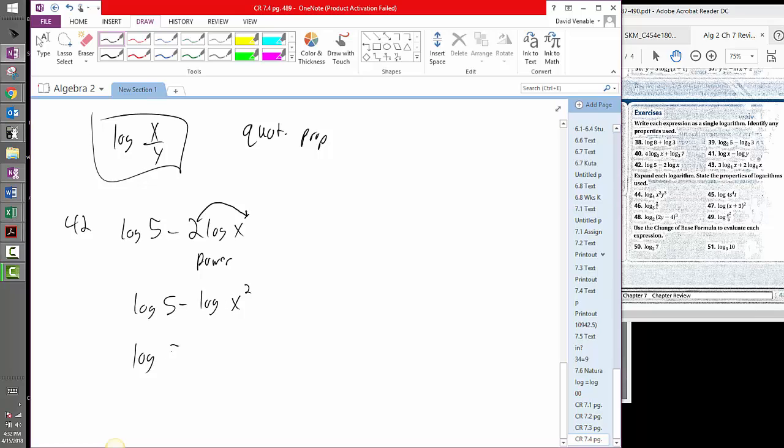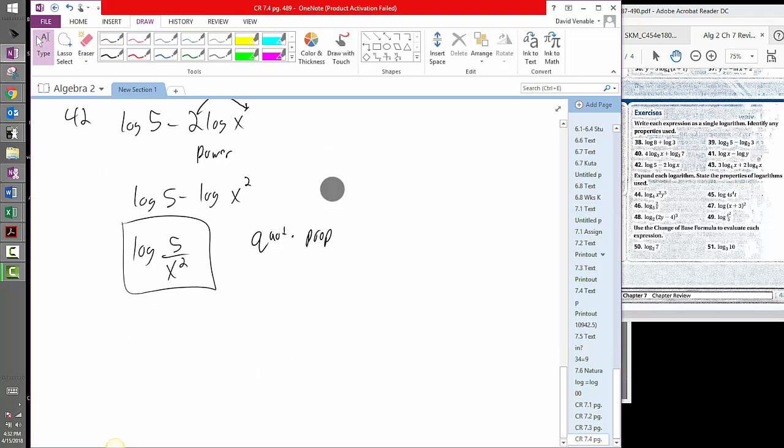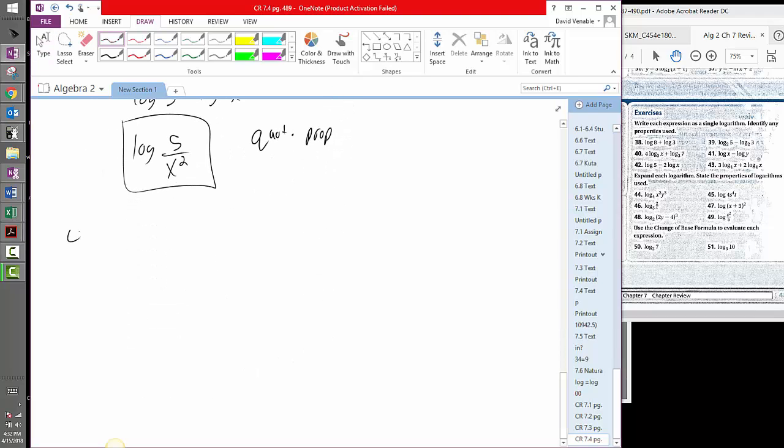Separated subtraction is the same thing as combined division, is how I like to say that. And again, that is there. I'm applying the quotient property there. Okay, last one of this section where we have to write as a single logarithm, number 43. 3 log base 4 of x plus 2 log base 4 of x.